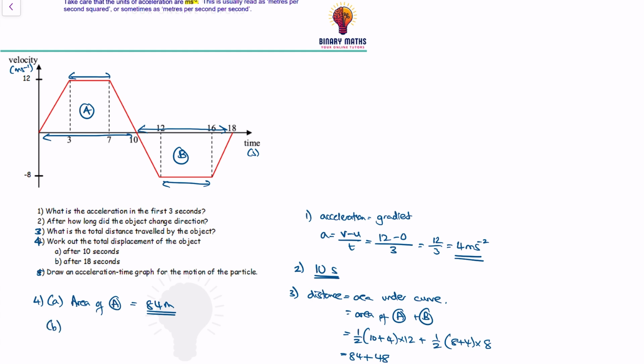B is after 18 seconds, because B is going in the opposite direction, and we were looking at displacement, then it's going to be area of A take away B, because A is in the positive direction, but B is in the negative direction, so we have to subtract it off. So it's going to be 84 take away 48, which is equal to 36 meters.